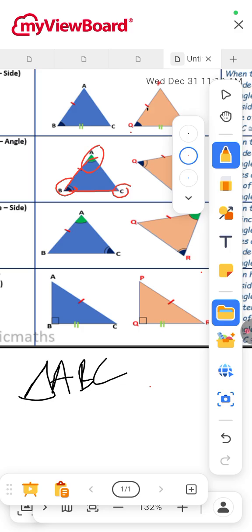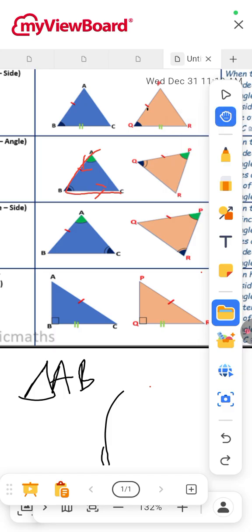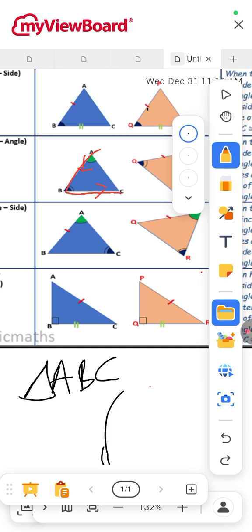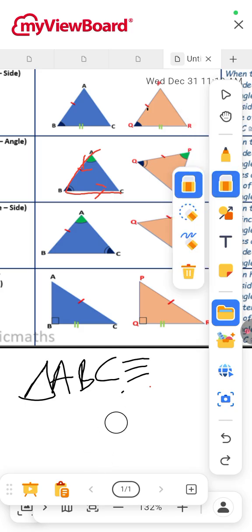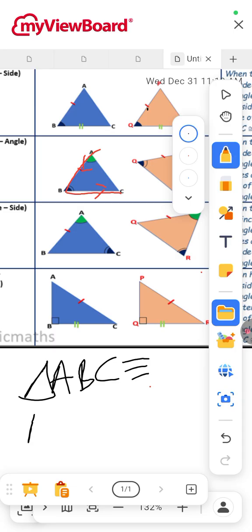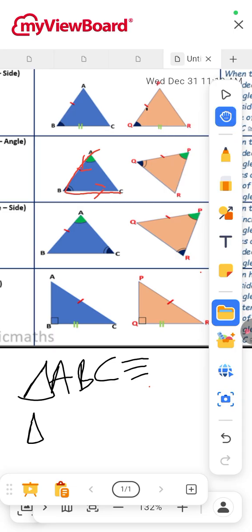Okay, let me use an arrowhead now to indicate my direction. I'm moving like this first, then move like this. So that's ABC. Now I have to follow that direction in the other triangle. So triangle ABC is congruent to triangle. So how will I name the second one now?